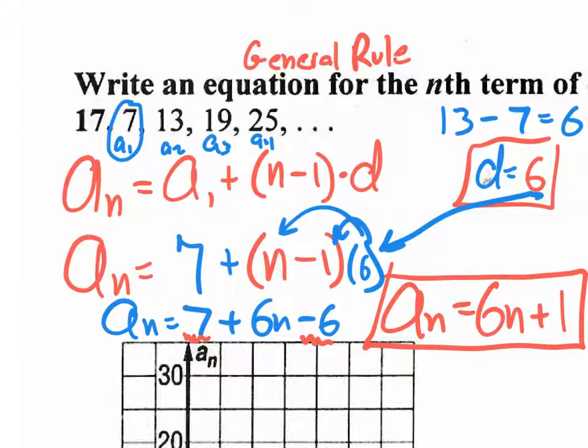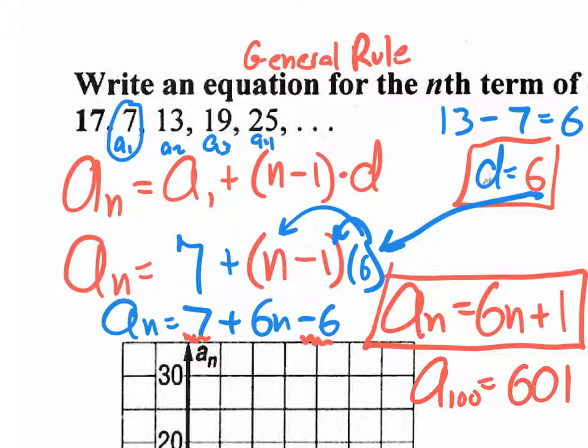And then even further from that, now that you know the general rule, you could find any number you want. If they tell you find the 100th number on this list. So like 7's the first one, 13, 19, 25, 25 plus 6, 31, that's the fifth number, plus 6, 37, and then you keep adding 6 all the way to the 100th number. That would be impossible, not impossible, it would take a really long time to do, but if you know this general rule, it's really easy to say a sub 100 would simply be 6 times 100, which is 600 plus 1. The 100th term is really 601.